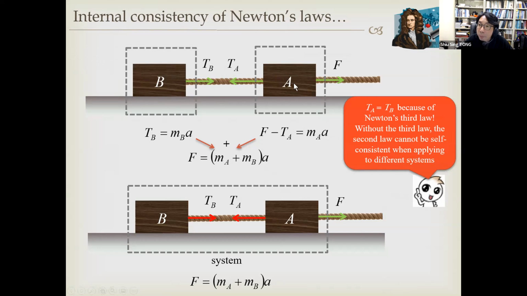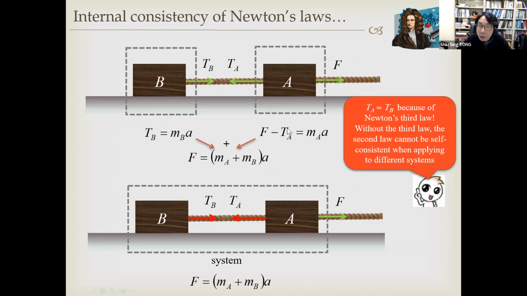Now, if you apply the free body diagram on body A, then you will find the force F and the tension force TA, they are both external forces. So because they are in opposite directions, you have to add a minus sign to TA. So I have F minus TA equal to the net force, and the net force is equal to MA multiplied by A, the acceleration. Okay. Now, if you add up these two equations, and you assume that TA is equal to TB, and of course they are equal by Newton's third law, right? They are a pair of action and reaction, so they are equal by Newton's third law.